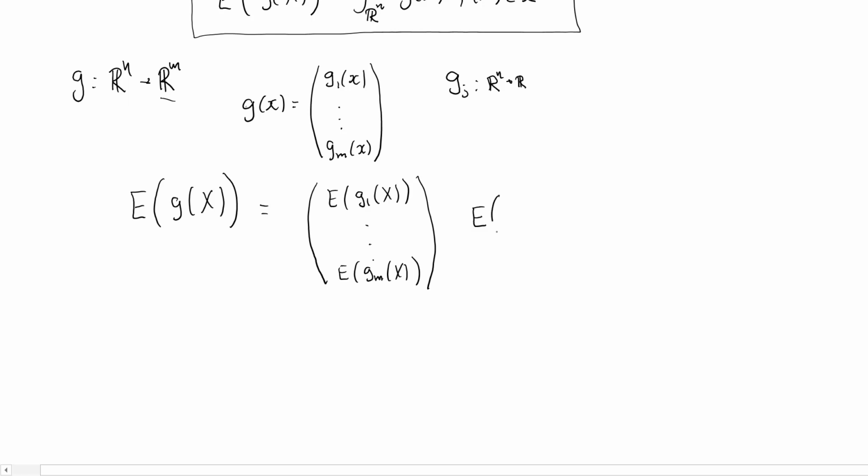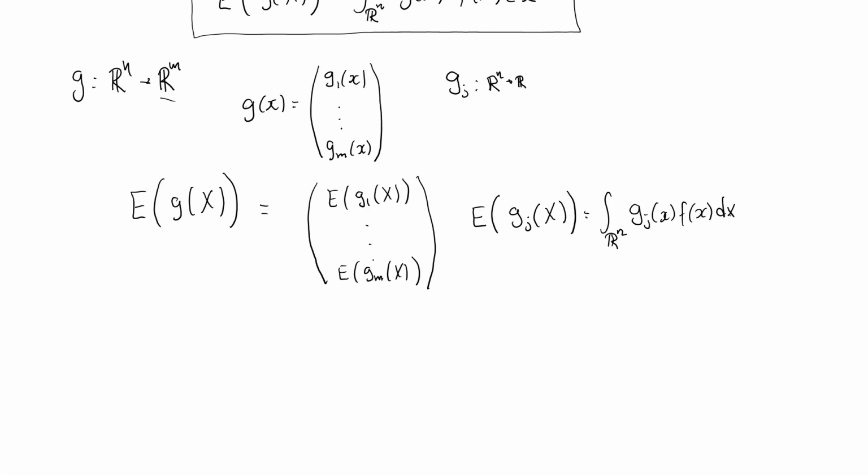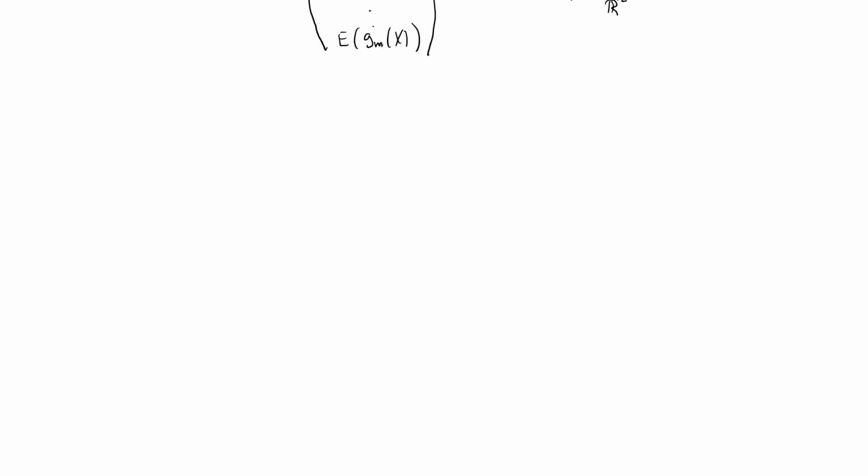So the expected value of gj of x, where j is any number between 1 and m, is simply the integral over Rn of gj of x f of x dx. And we have to calculate this integral m times to get the expected value of g of x. So a very important case, as always, is the case when g is linear. Let's begin with the simpler case where g is a linear function from Rn to R.